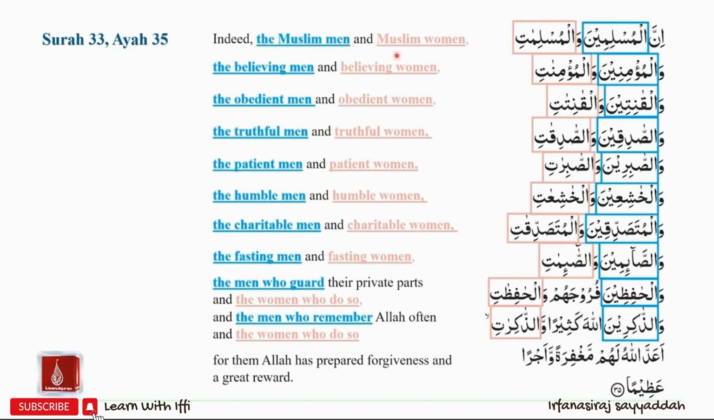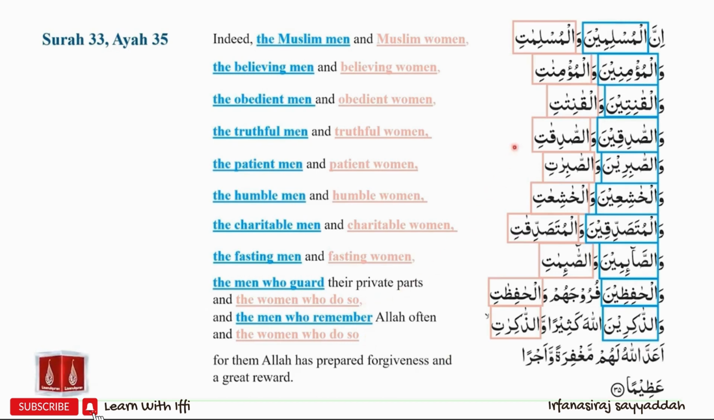On the same pattern as al-Muslimina, we have al-Mu'minina, which means the believing men, al-Qanitina, which means the obedient men, as-Sadiqina, which means the truthful men, as-Sabirina, which means the patient men, al-Khaishina, the humble men, al-Mutasaddiqina, the charitable men, as-Saimina, the fasting men, al-Hafizina, the men who guard their private parts, and az-Zakirina, which means the men who remember Allah.